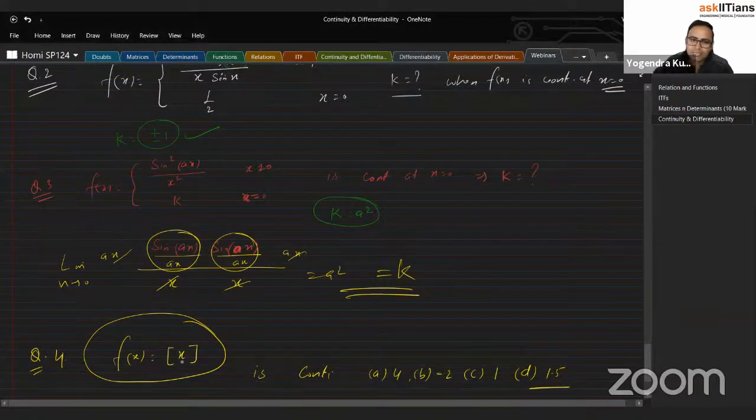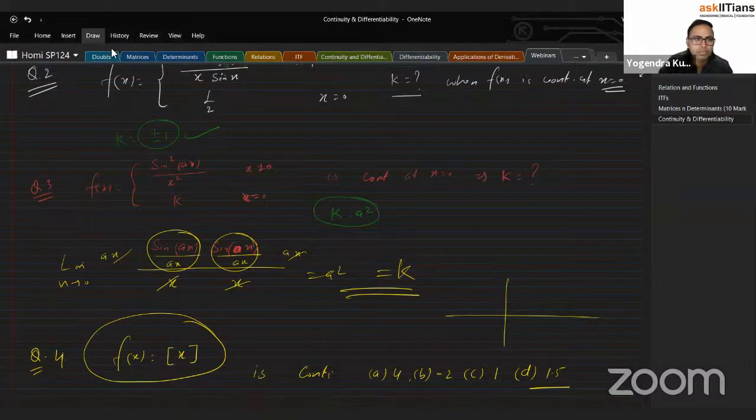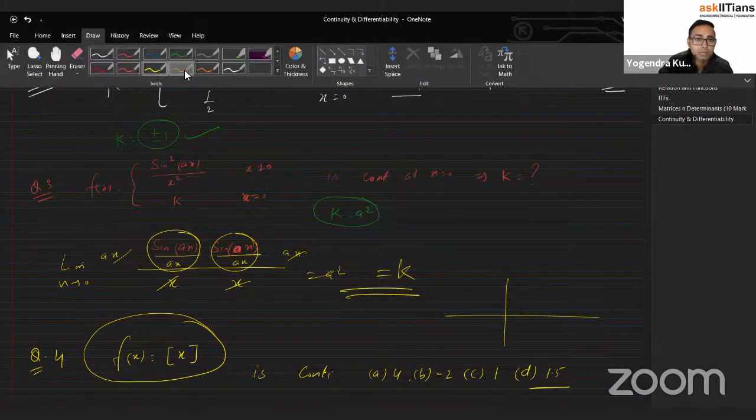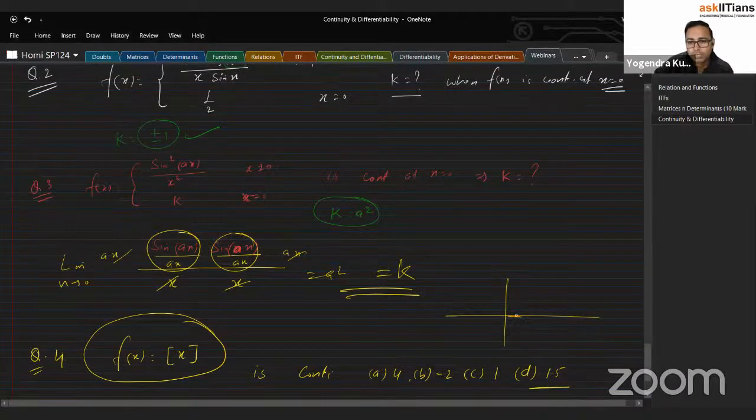Yeah, 1.5. It is continuous because you know the graph, no? Everyone knows the graph of the greatest integer function. So graphs help. If you know the graph of any particular function, you can give the answer very fast.